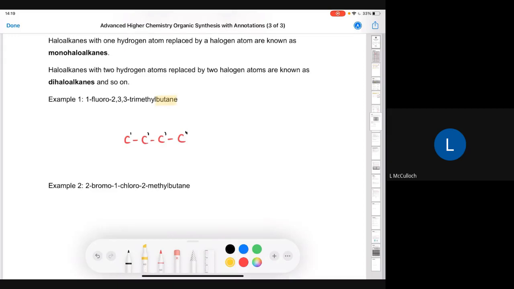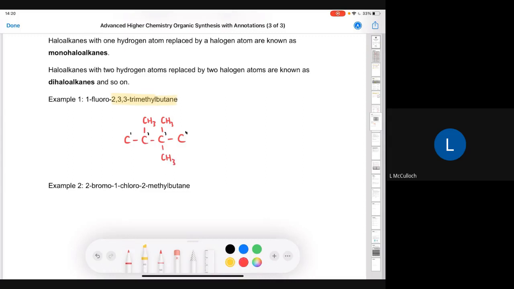Then if I look at the next part of the name, I've got 2,3,3-trimethyl. Now that means I've got 3 methyl groups, which are CH3s. And the 2,3,3 tells me where each of those CH3 groups are. So I've got 1 on the second carbon, so I'm going to go ahead and put a CH3 on the second carbon. And then 3,3 means I've got branches on the third carbons, like so.